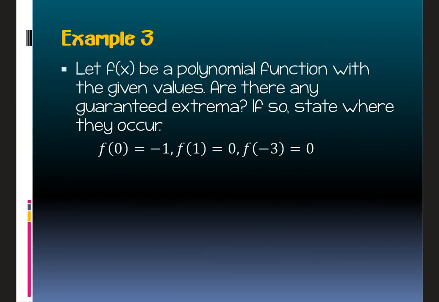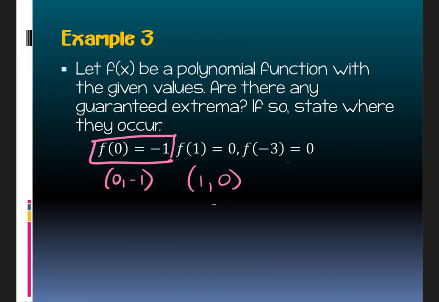So this one says, let f of x be a polynomial with the given values. Are there any guaranteed extrema, and if so, state where they occur. And now it gives it to you in function notation. So f of 0 equals negative 1, f of 1 equals 0, and f of negative 3 equals 0 are simply coordinate points disguised in function form. So if I said take this and put it into a coordinate point, what would it be? 0, negative 1. The one side inside the parentheses is the x. What it's equal to is the y. If I said do the same thing here, it'd be 1, 0. And if I said do the same thing here, it'd be negative 3, 0.